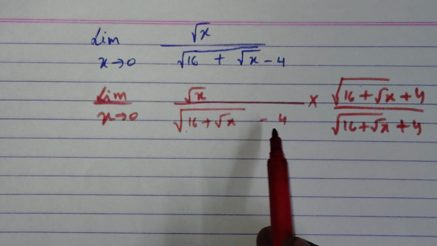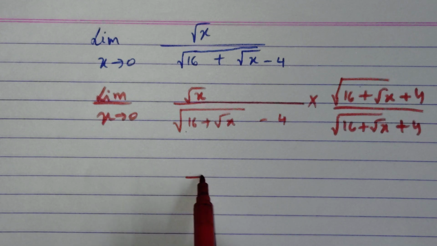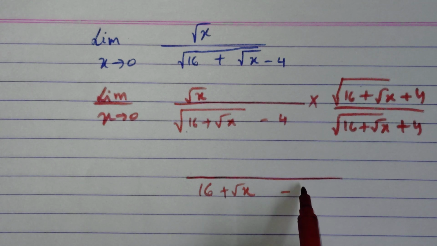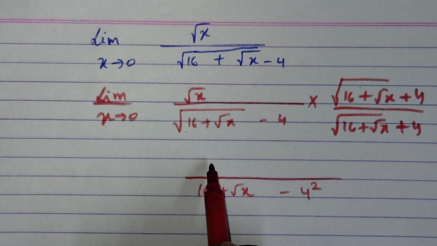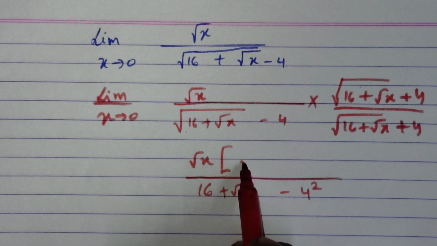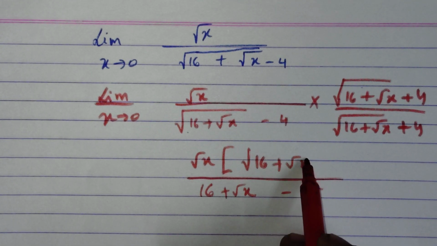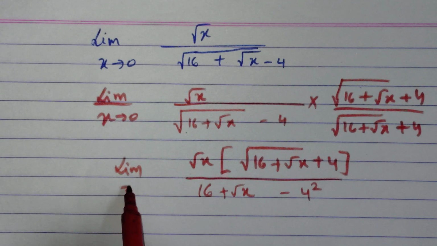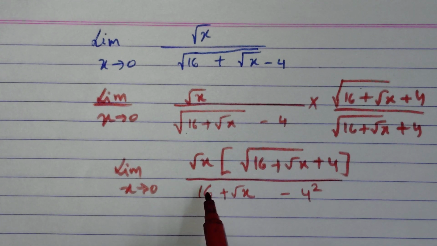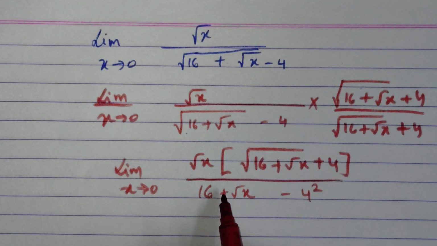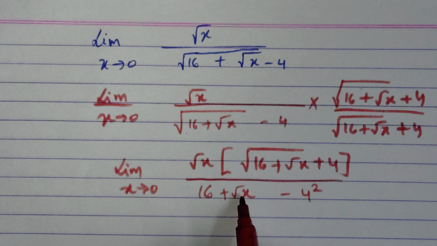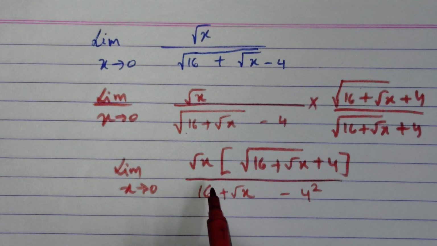So it becomes a square minus b square in the denominator term. So it becomes 16 plus square root x, whole square, minus 4 square. In the numerator it becomes square root x times bracket square root 16 plus square root x plus 4. Limit x tends to 0. When we solve, in the denominator we have plus 16 and minus 16, because 4 square is 16, so they cancel out and we are left with square root x in the denominator, and the square root x in the numerator cancels out.